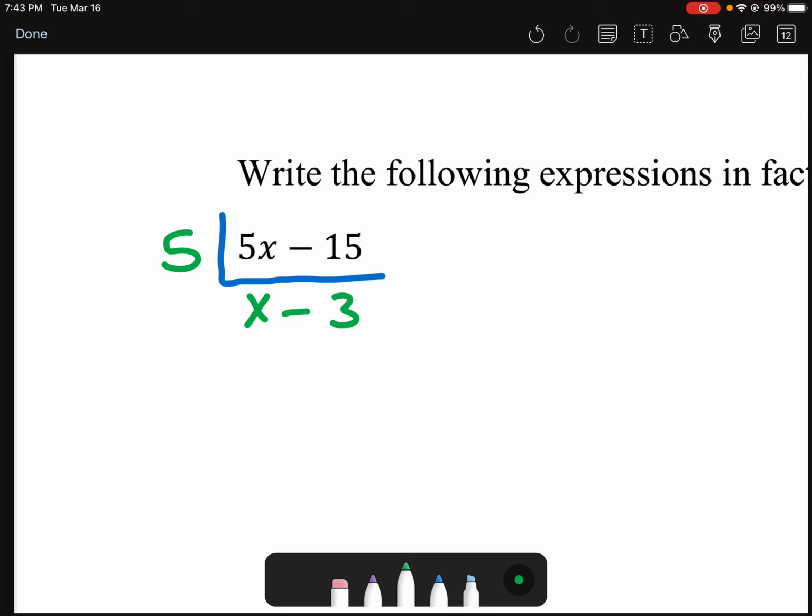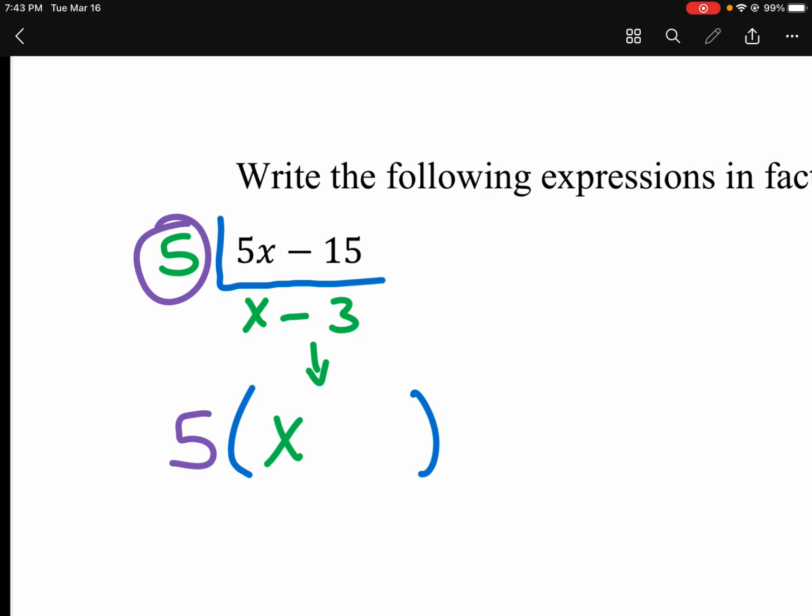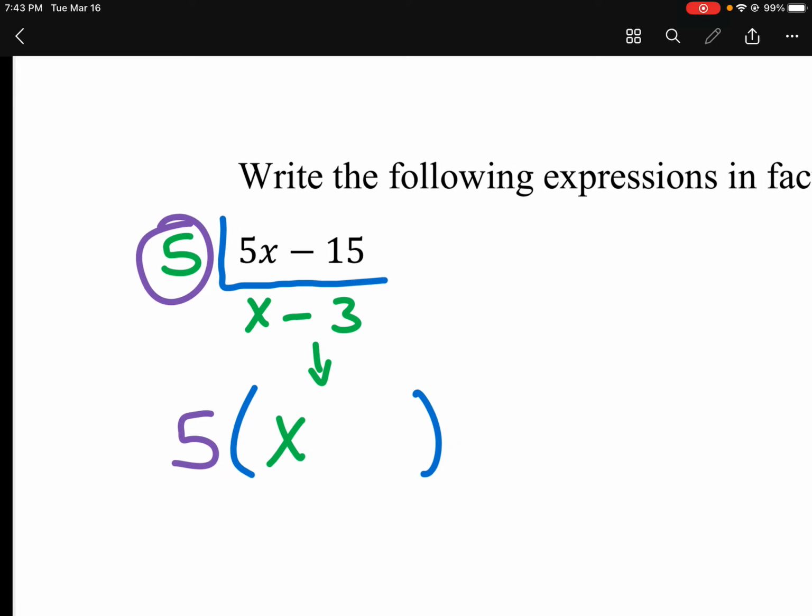So now there's no other numbers I can pull out from x and 3. So that is prime now. Now with my final answers, I'm going to take this number out in front. Put it there. Bring out the old parentheses. And then inside my parentheses, I'm going to put x minus, what? X minus 3.